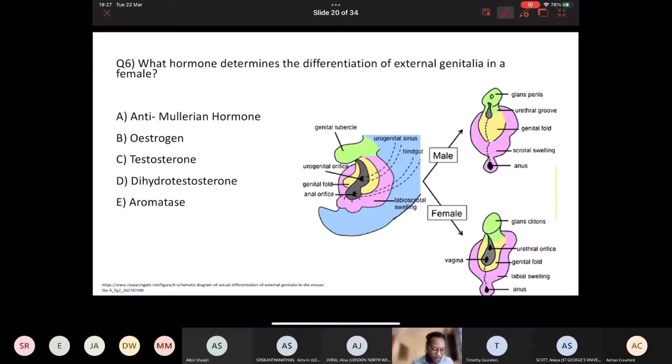Great. The next question: what hormone determines the differentiation of external genitalia in female? This question might be a little bit ambiguous, so if you do get it wrong, not a problem. I think it's just the way the question was formed. But in other words, which hormone do you think is quite important in external genitalia? And that is the key word: external genitalia formation.